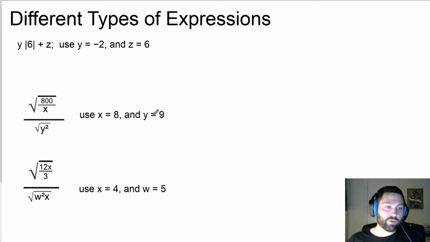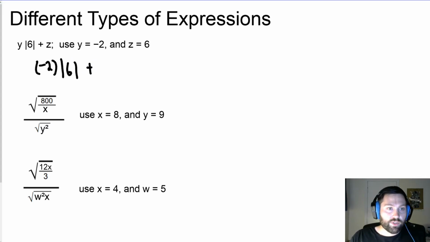Okay, so different types of expressions. I did want to also capture the idea that there are different types of expressions like square roots and absolute value signs. And so it is important for us to understand how to evaluate those kinds of things. So if I take the top one and I substitute a -2 in for y, so -2 times the absolute value of 6 plus z equals 6. And you're probably saying to yourself, well, absolute value always has to be positive. Well, absolute value takes place in the P step, so we're going to take the absolute value of 6 and then multiply that result by -2.